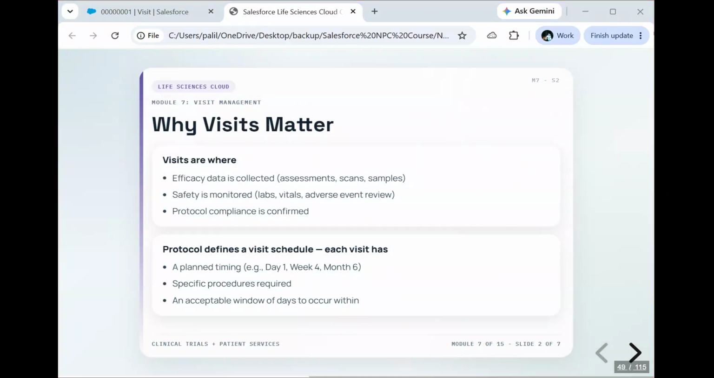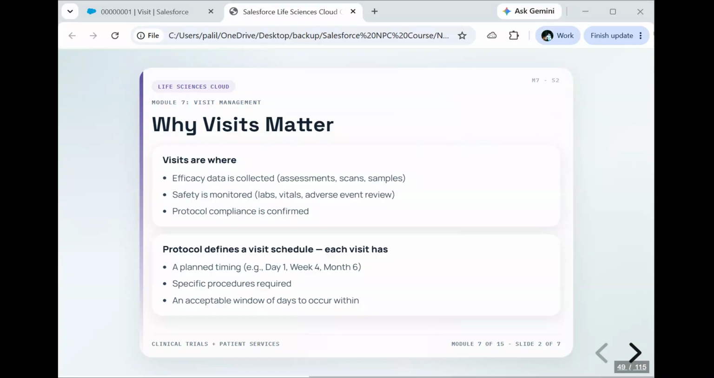In a clinical trial, every patient visit has a purpose defined by the protocol. At a baseline visit, the patient's starting condition is documented, labs are drawn, assessments are made, and this data becomes the reference point for measuring the drug's effect. At treatment visits, the patient receives the study drug or placebo, and assessments continue. At follow-up visits, the team monitors what happens after treatment ends.